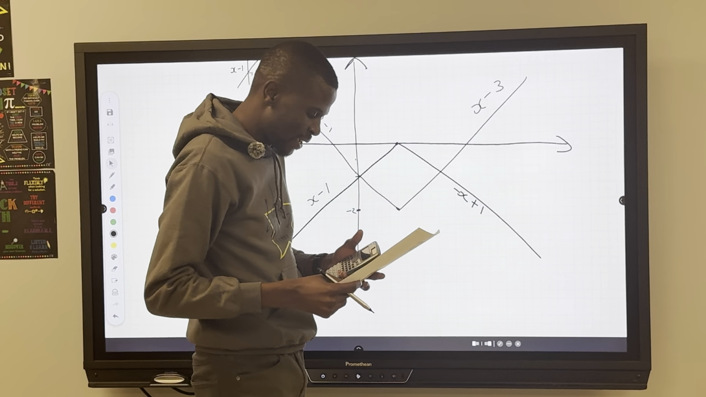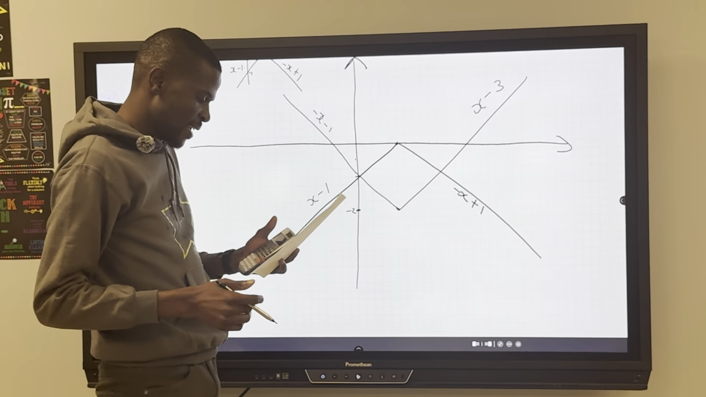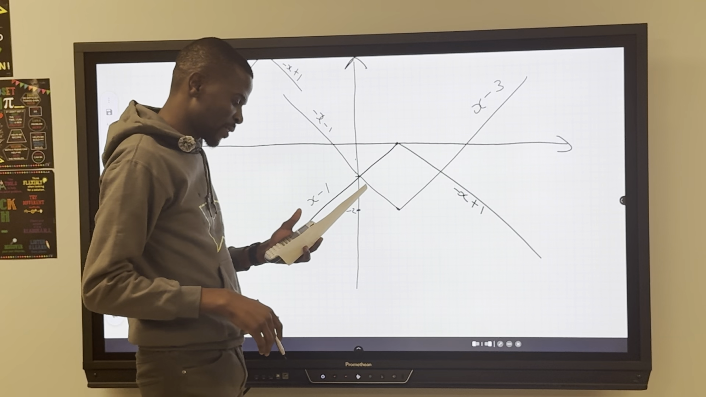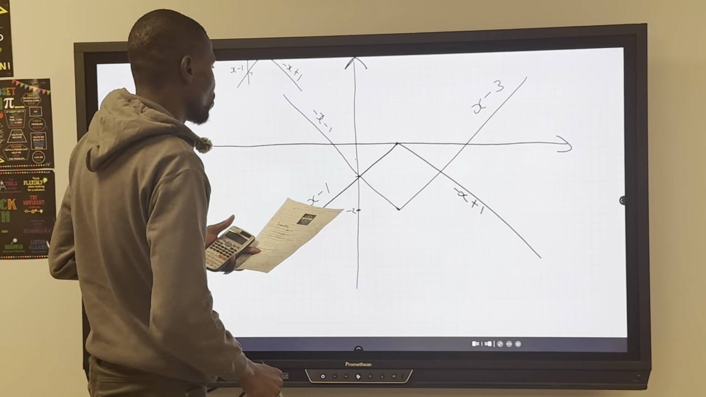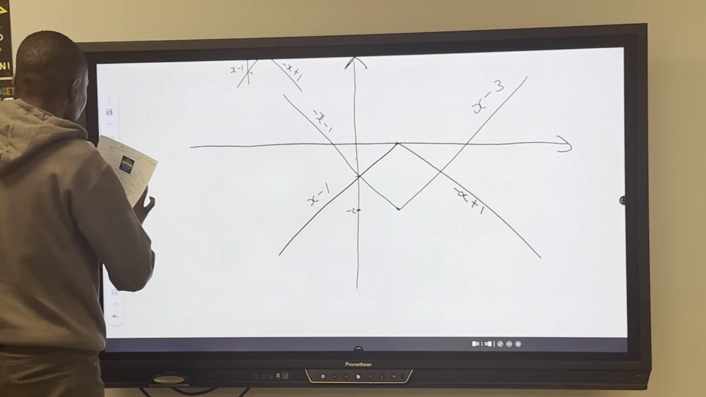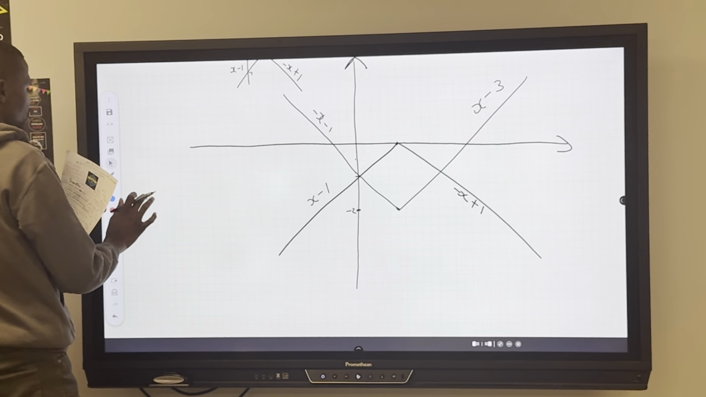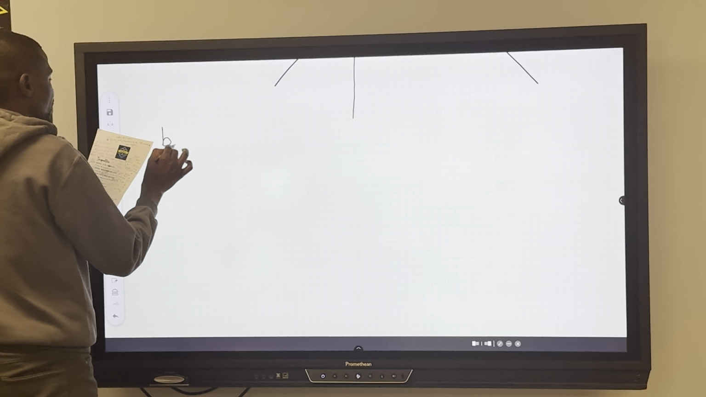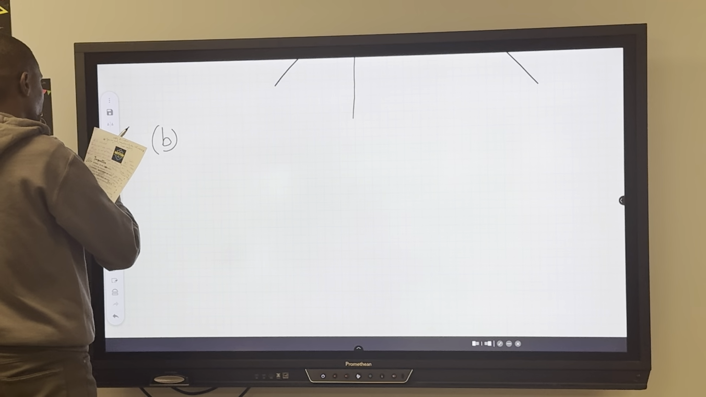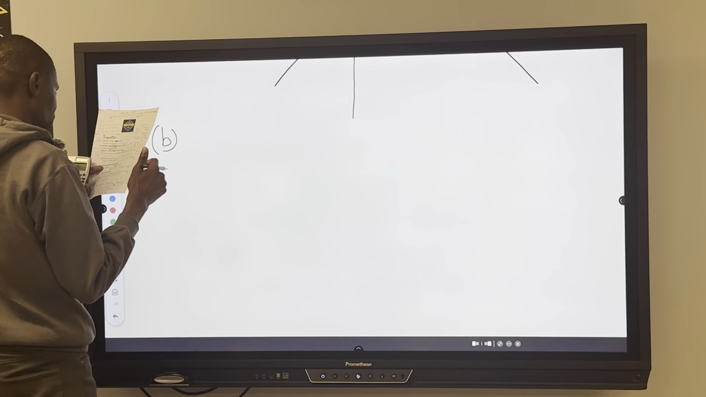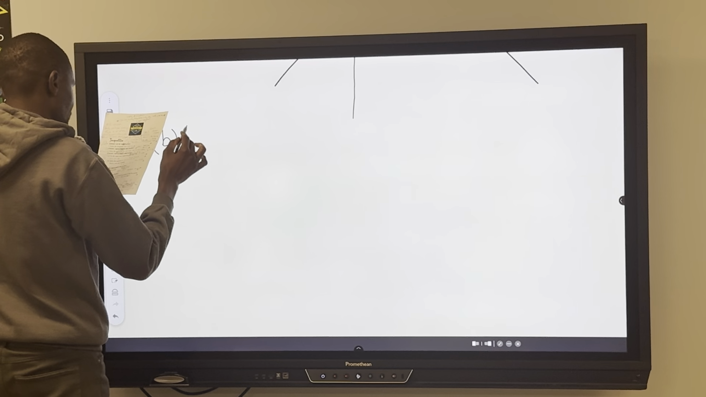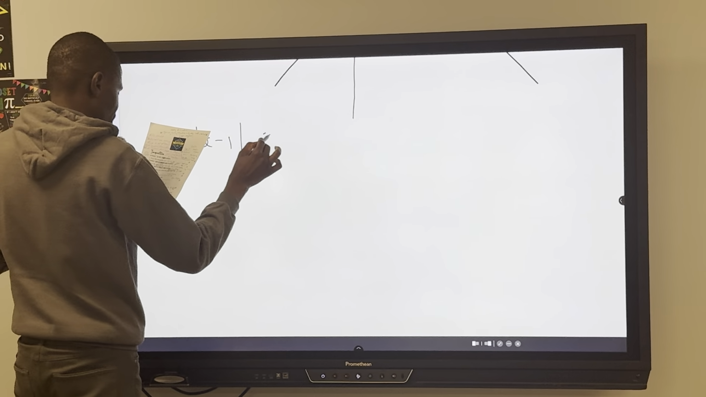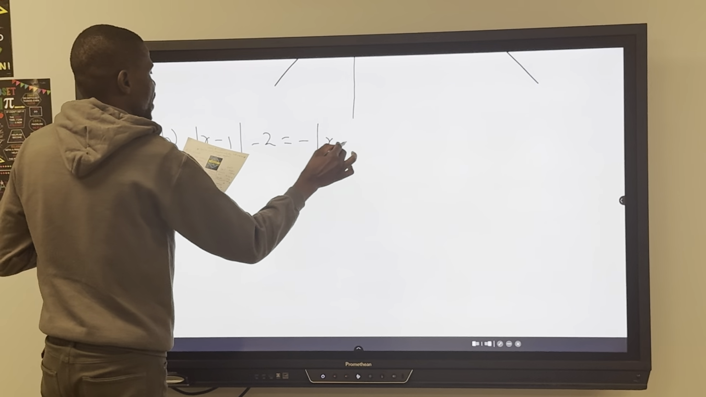Then on item B, it's saying solve the equation: absolute value of x minus 1 minus 2 is equal to negative of x minus 1. So first I'll do it algebraically, then we can use the graph. All right, so on item B, it's saying we should solve the equation x minus 1 minus 2 equal to negative of x minus 1.